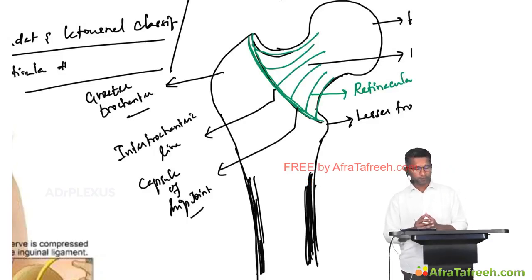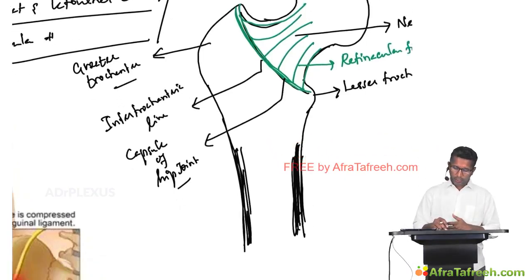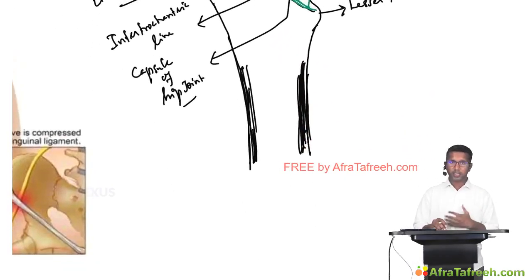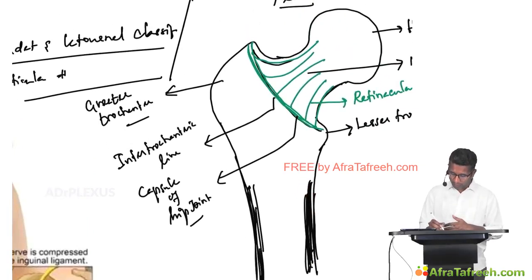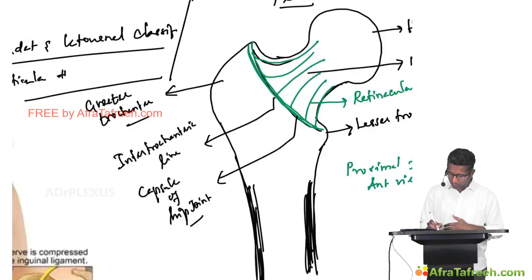When you look into the proximal part of the femur, what view is this? This is the anterior view of the proximal femur.